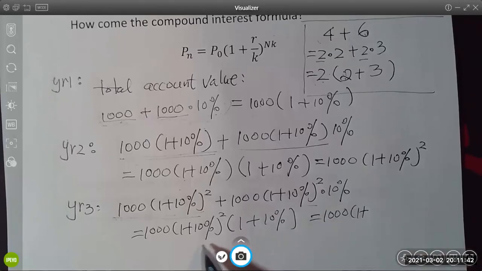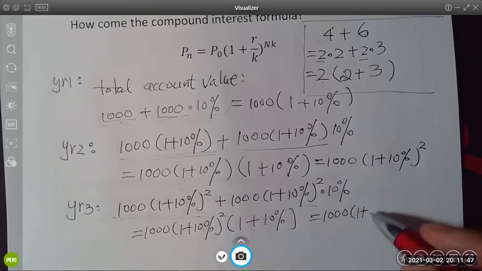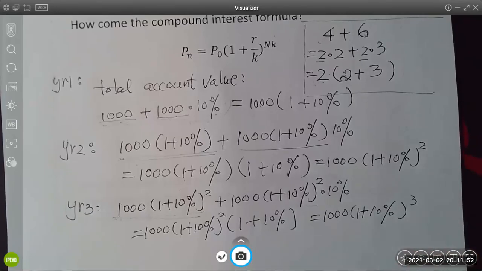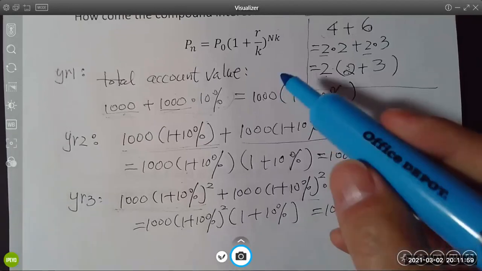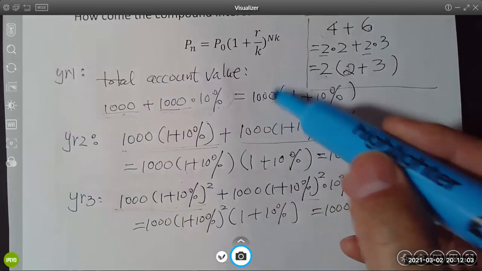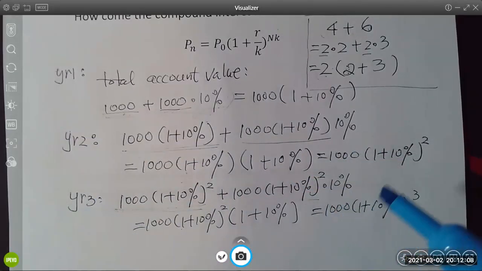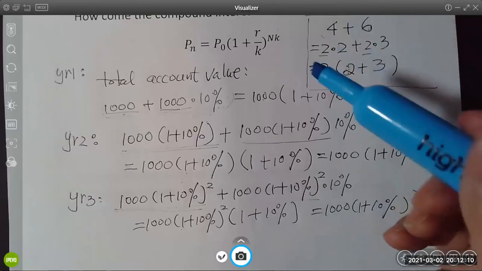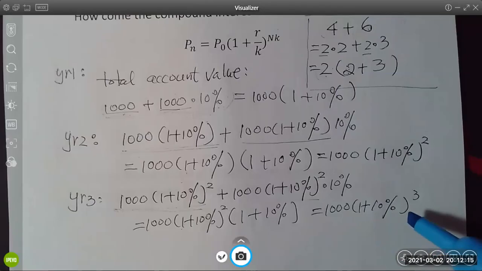You see, this time we have 3 parentheses. Without anything here, this is 1. The total is 3 now: 1 plus 10% to the power of 3. Now we don't need to continue because you already see the pattern here. You always have 1000. For year 1, you have 1000 outside the parentheses. Year 2, you have 1000. Year 3, you have 1000. But in terms of parentheses, you always have this 1 plus 10%.